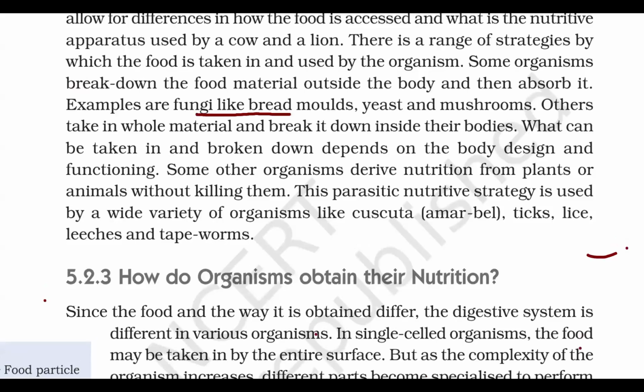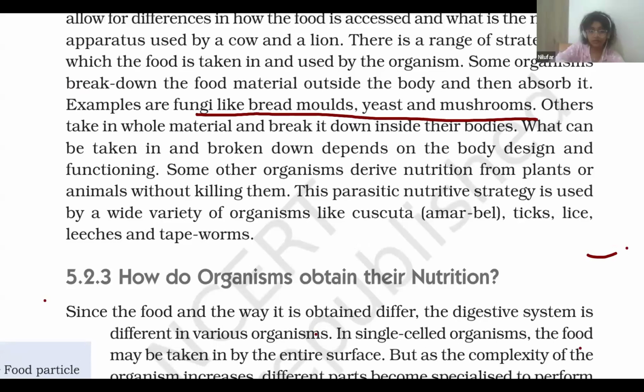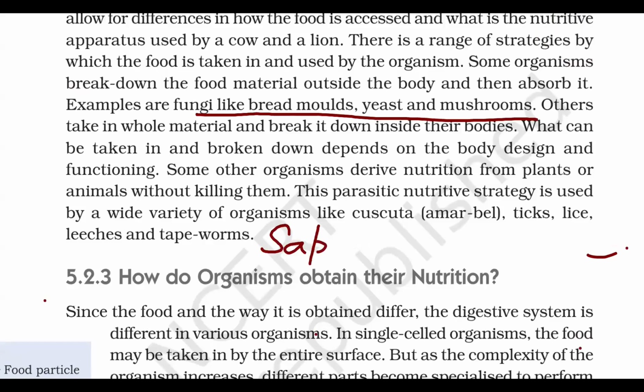What are these? Yeast and mushrooms are fungi, which just take up their food material from dead and decaying matter. And that is saprotrophic, and the organisms are called saprophytes. Okay, now write down the definition.